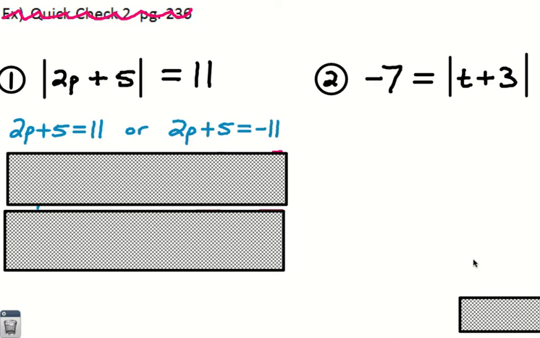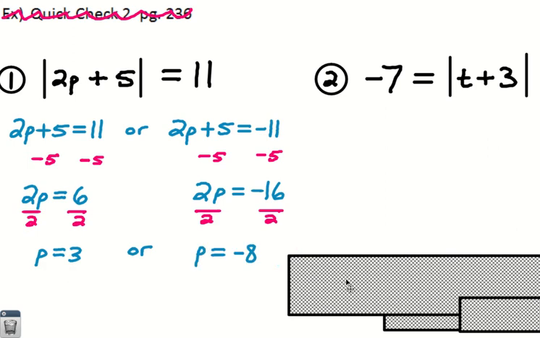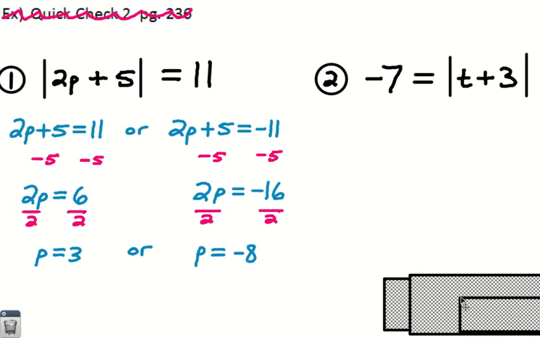So you literally write that out, dropping the absolute value in the process. And then we just have to solve each one separately, like we've done a million times. And you should end up with p equals 3 or p equals negative 8. And so that's basically, to summarize really quick, we're going to skip this, and I'll tell you why in a minute.